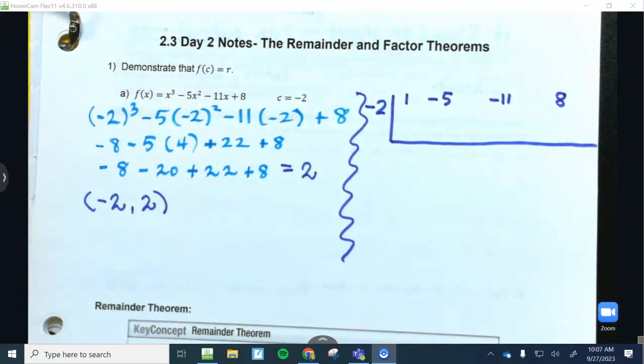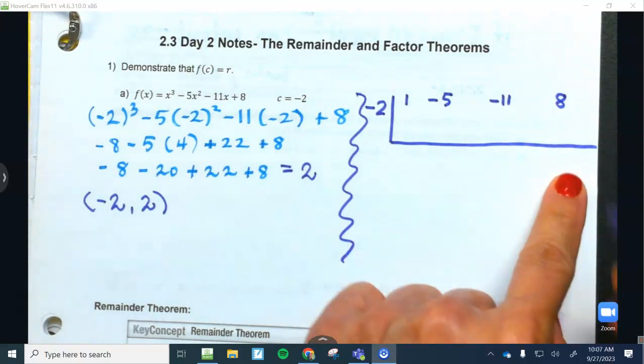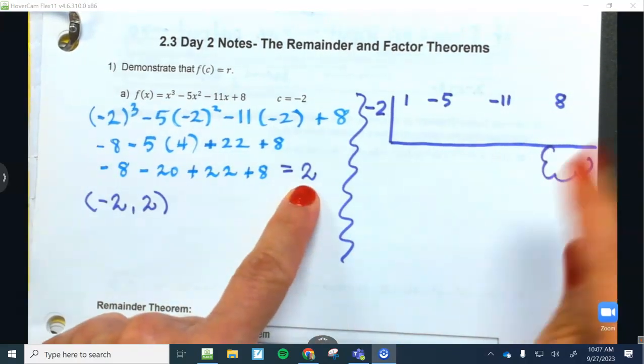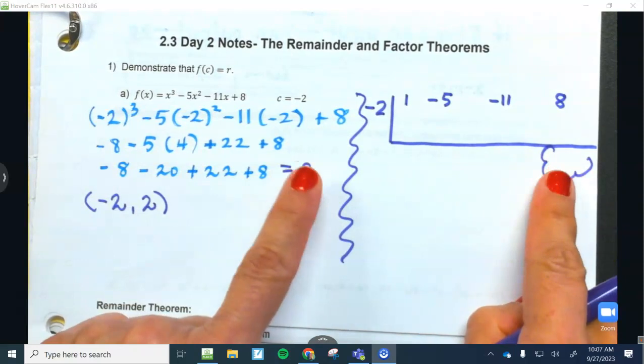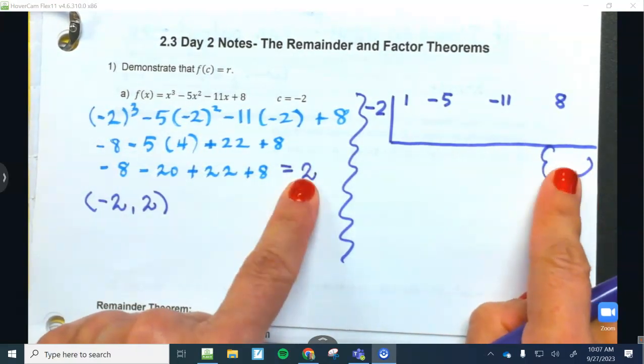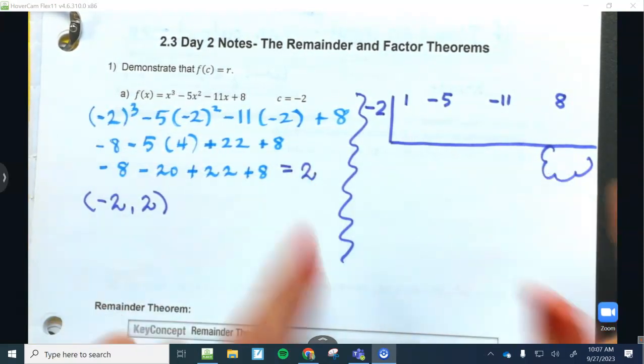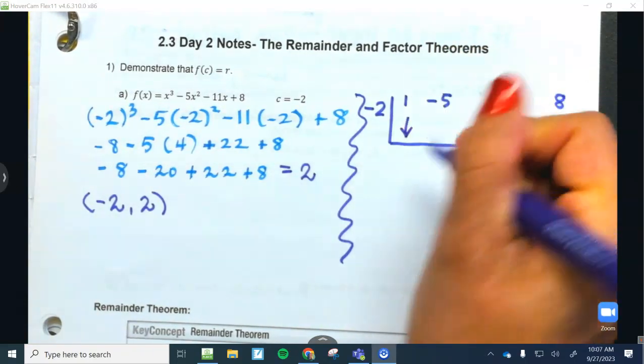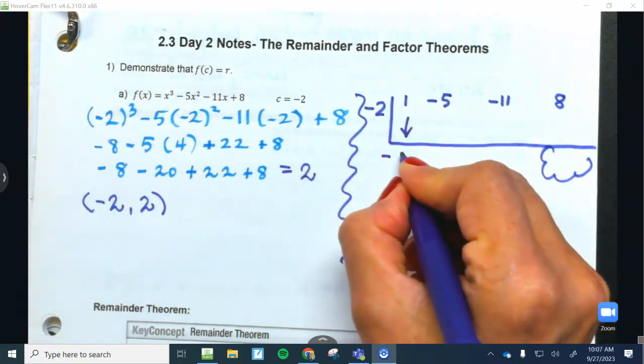So now we're going back to the stuff from yesterday. This right here better equal a +2. What I got here better be right here. Let's see if we get this answer. Let's pull down our first number and just go ahead with our synthetic substitution.